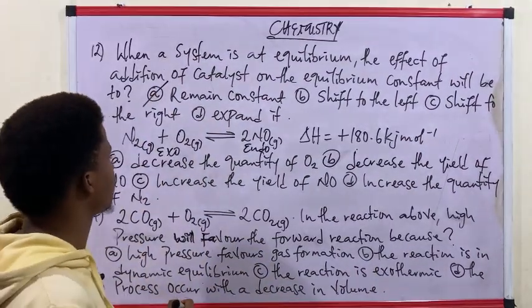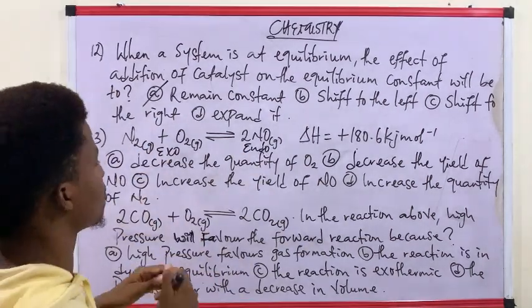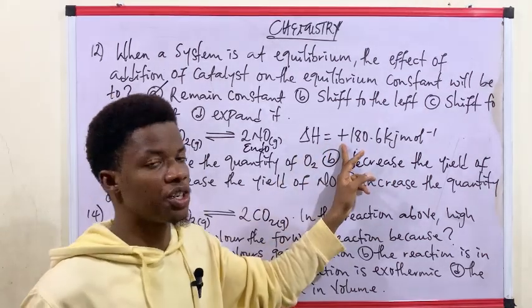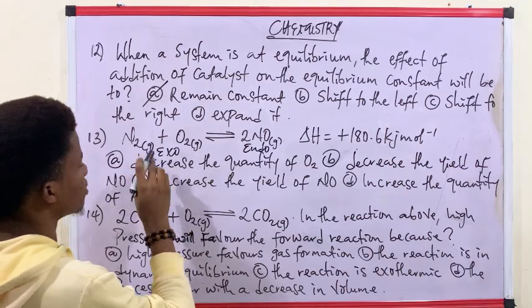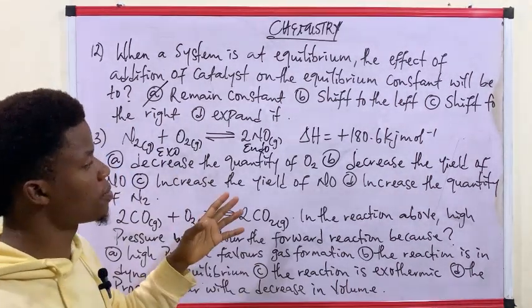Alright, question 13. Now, N2, so they are all gases. So I just have to quickly indicate. You see that H is positive, so it means our forward is endo, please don't forget, and our backward is exo. But this question, something is missing.